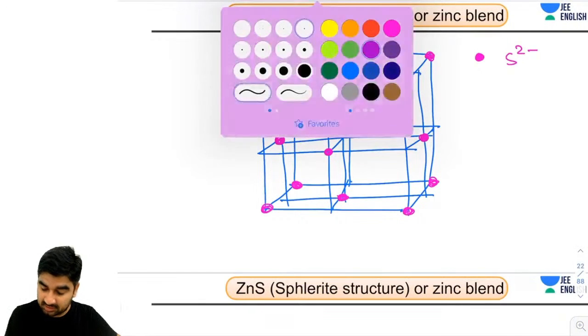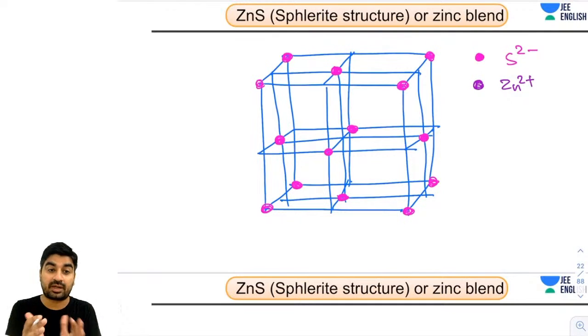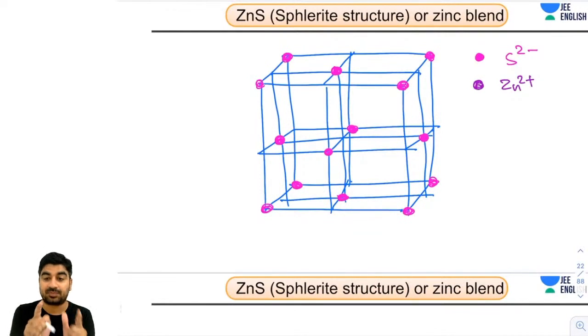Now where is the zinc? Guys, I'm showing you where the zinc is. So zinc is this Zn2+. So guys, it says alternate tetrahedral voids. So where are the tetrahedral voids? Now you know the location of tetrahedral voids. Tetrahedral voids are present at the body center of each mini cube. So alternate means if one is this, another will be this.